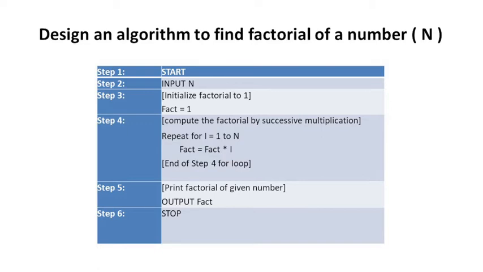Step 4, compute the factorial by successive multiplication, that is, repeat for i equals 1 to n. So we should repeat the loop with fact equals fact times i. End of step 4, the loop. And step 5 is to print the factorial of the given number, that is, output fact. Step 6 is stop.